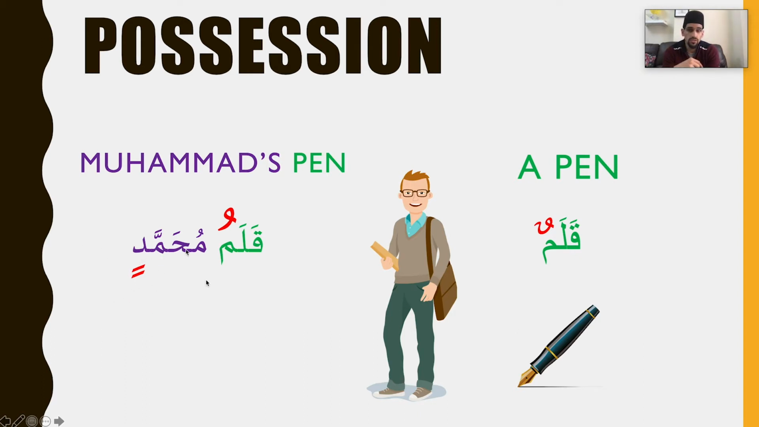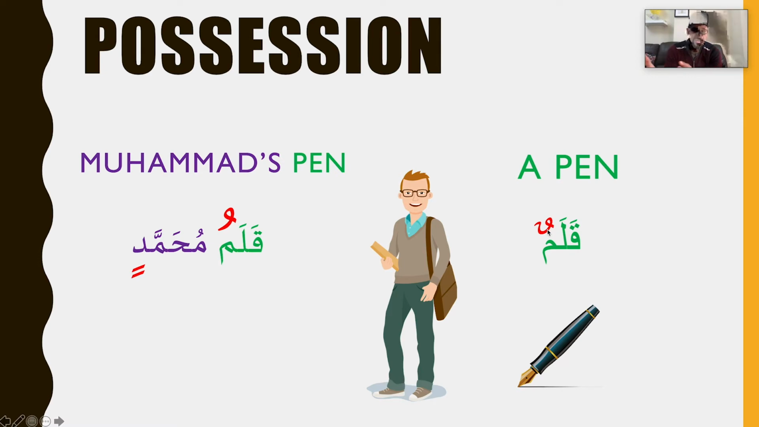So this is known as a majroor. So qalamu Muhammadin. So it's almost as if we have put a preposition word here. For example, min or ila, like we learnt in previous lessons. So this almost acts as a preposition. If we were to put another preposition there, it would be ila Muhammadin or min Muhammadin. So it's almost the same rule. So it's a bit grammatical. So just note these changes.